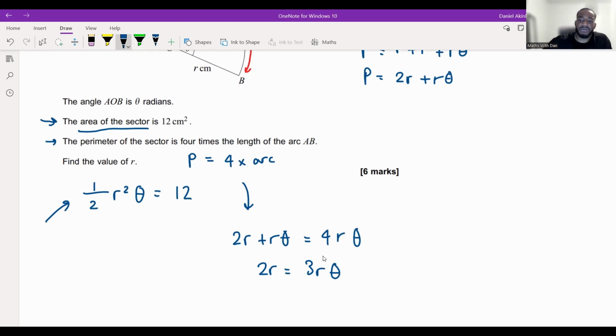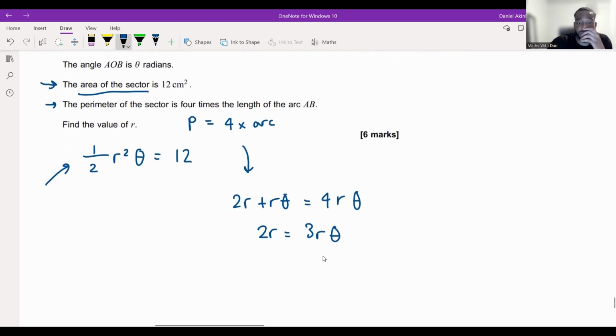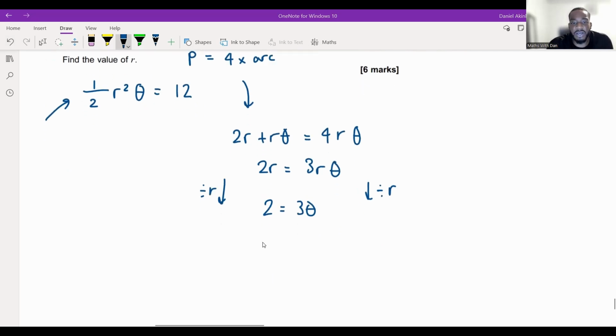Algebraically, what can happen from here, guys? Exactly. You can cancel the r's. We can divide both sides by r, like that. That will give us 2 is equal to 3 theta. Sorry, I wrote r theta, but I said 3 theta. So 2 is equal to 3 theta, meaning that theta is going to be 2 divided by 3, isn't it? 2 over 3. So we now have theta. We can use that in the area equation.